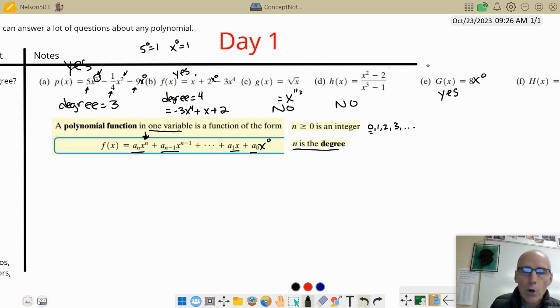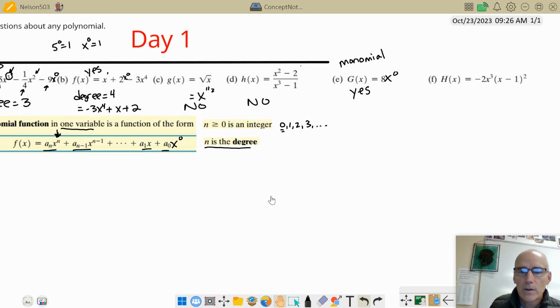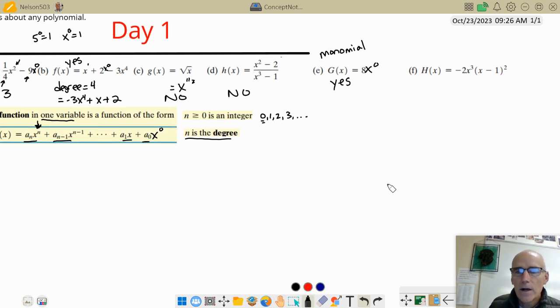It's called a monomial, has only one term, but it's still a polynomial. Polynomial is kind of like the umbrella term. It could have 50 terms, it could have one term. It's still a polynomial in that situation. This one looks a little... what's going on here?